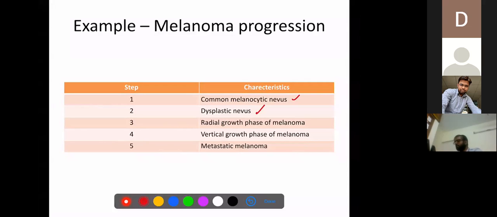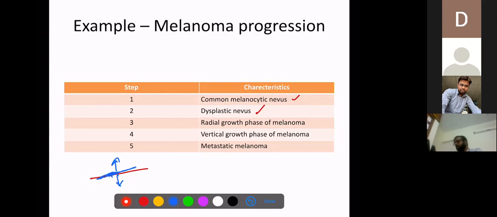What do you mean by radial growth phase? For example, it's going to be the skin. So this is going to be the melanoma. What happens is that, stepwise, first there is going to be a common melanocytic nevus, followed by dysplastic nevus. There is evidence of dysplasia, followed by radial growth. Radial growth means it is going to extend along horizontally, radially. It is not going to come deep or project outside.